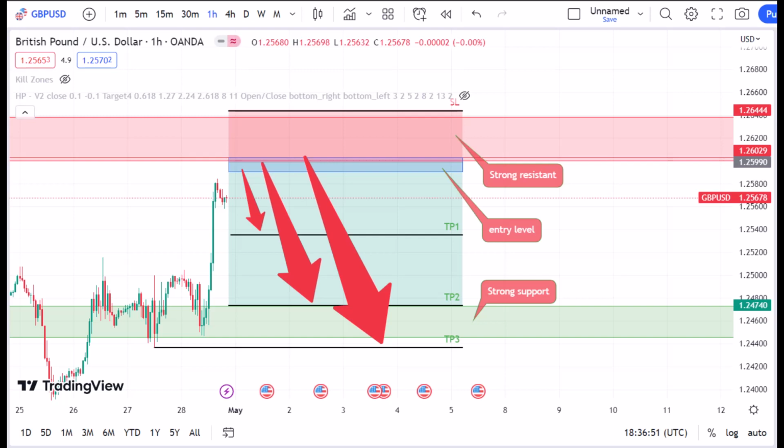Okay guys, now that we have this beautiful setup, as always, it is always up to you when to enter the trade.